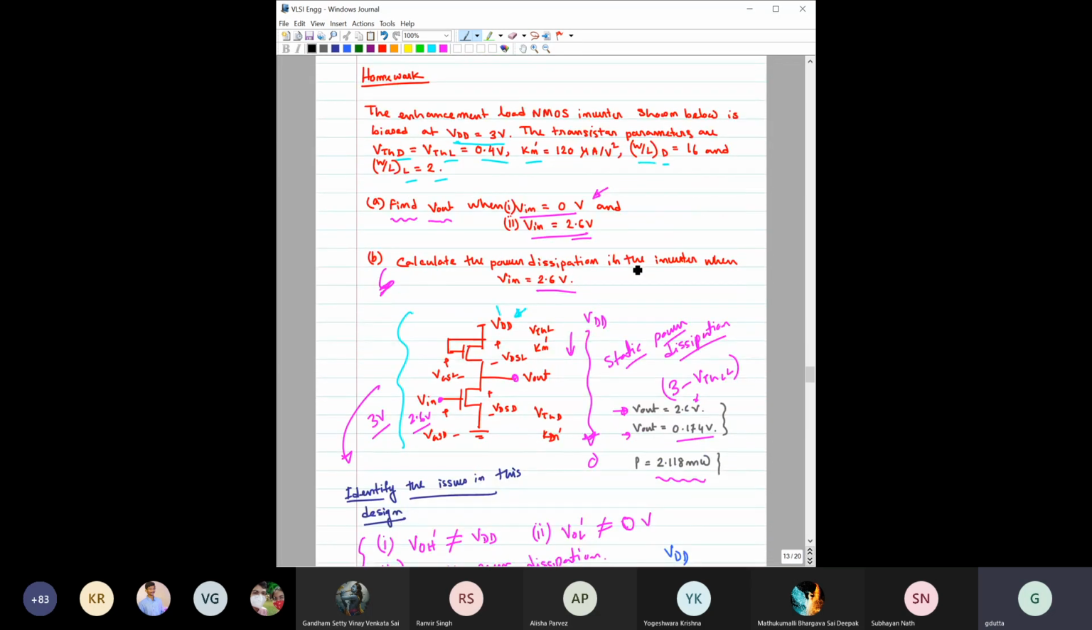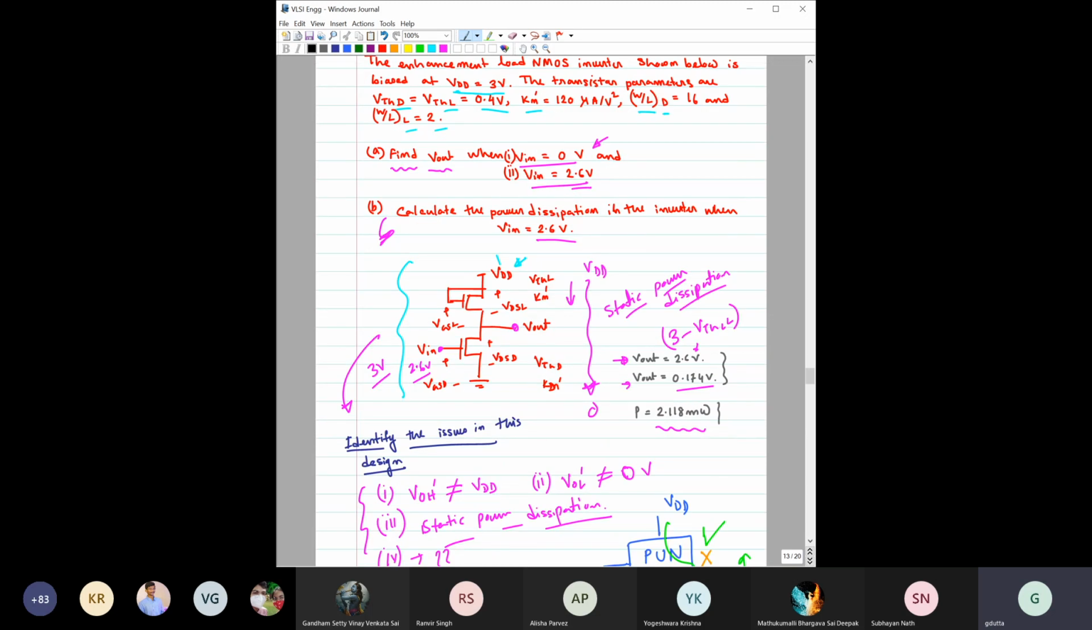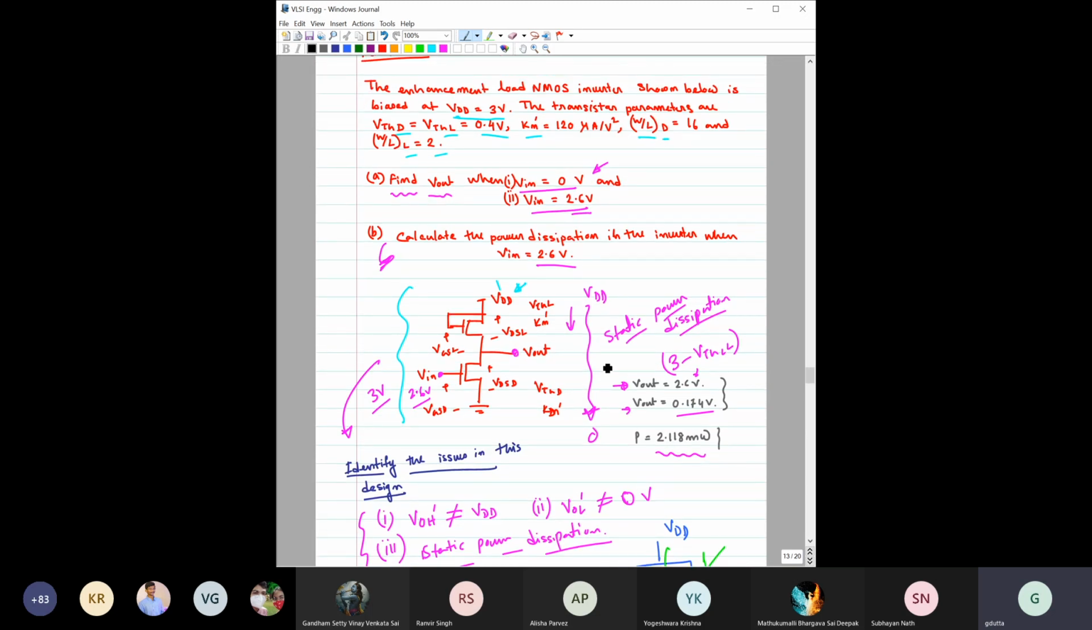Then we also discussed one homework where you need to find a couple of things. One of them is the static power dissipation. It is important. For both of the inverter technologies we have discussed so far, static power dissipation is the issue.